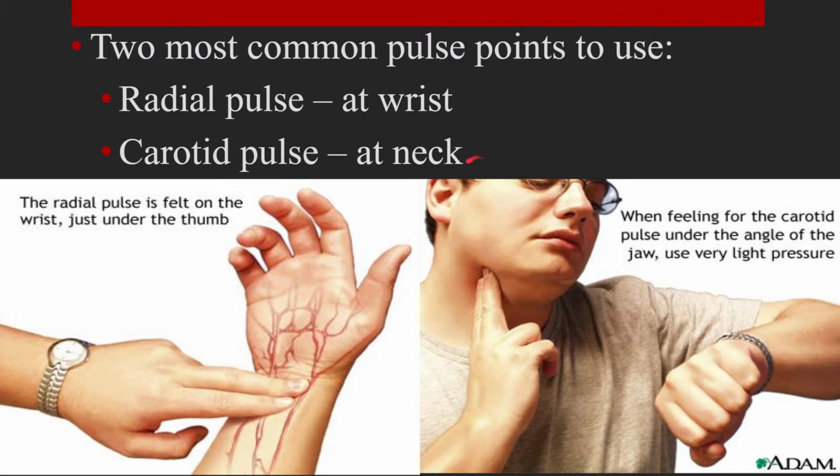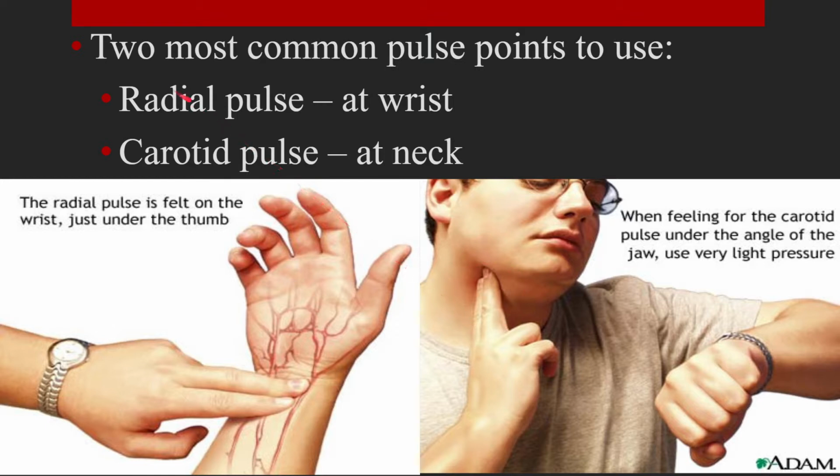The two most common pulse points are the radial pulse and the carotid pulse. The carotid pulse is because not only is it right under the skin at your neck, but also it's close to where the heart is, right? Because the heart is right here, and then the carotid pressure point is right there, so it's really close.